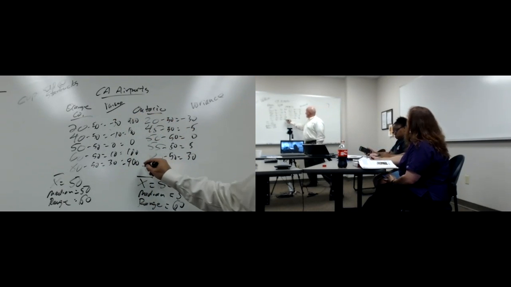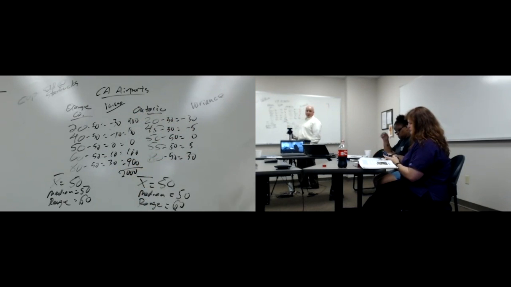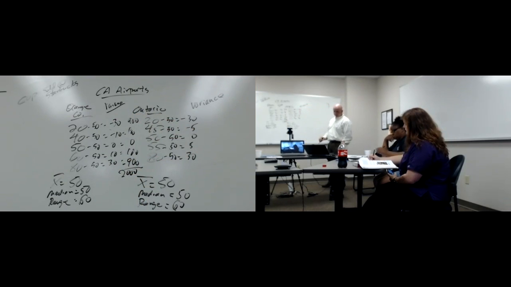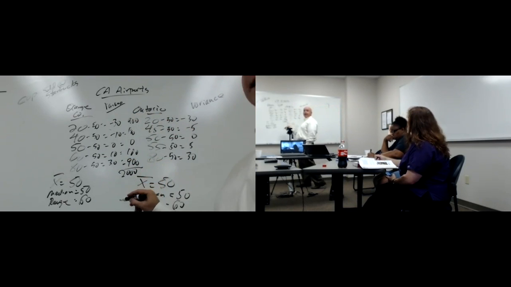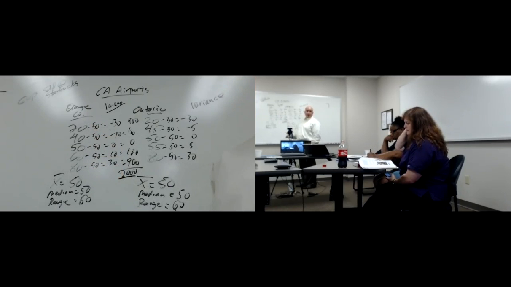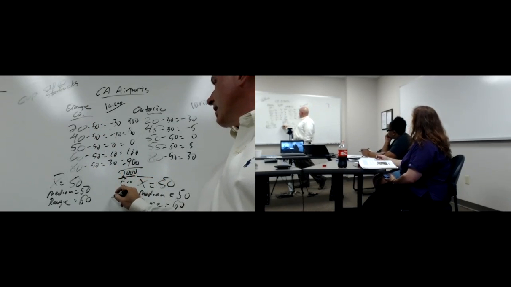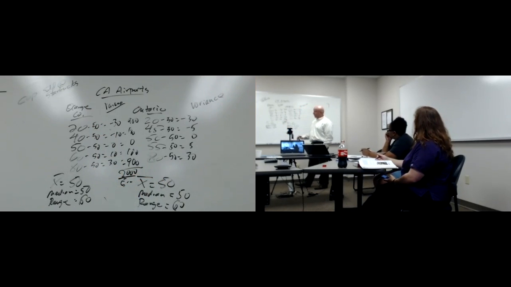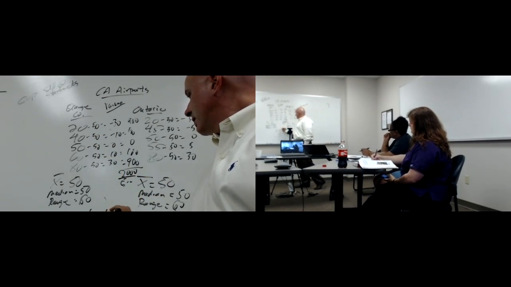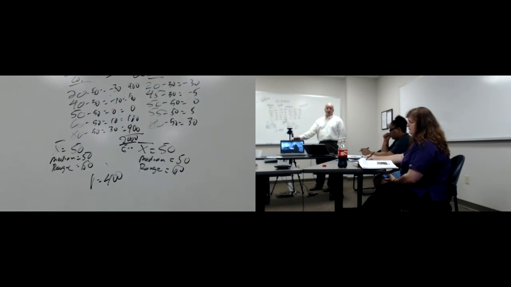Okay. Now I sum this. And I get 2,000. And then I divide that 2,000 by 5. It's the number of observations. And my variance is going to equal 400. So let's just stop right here.